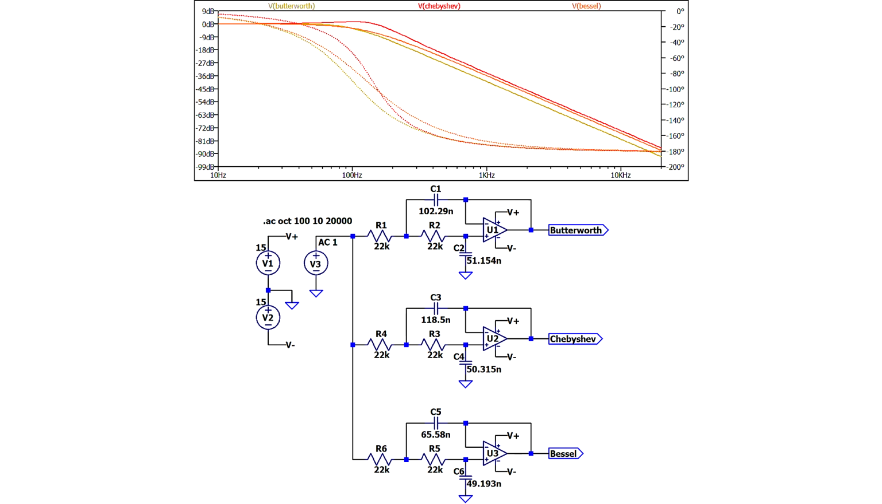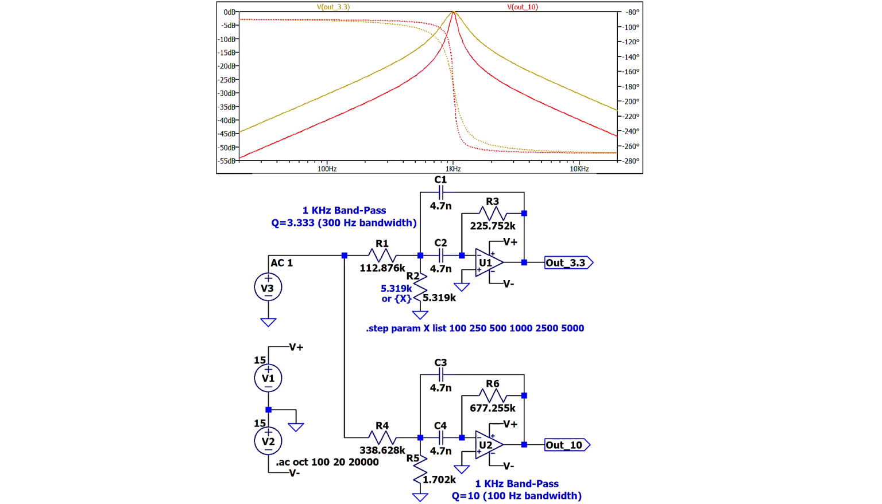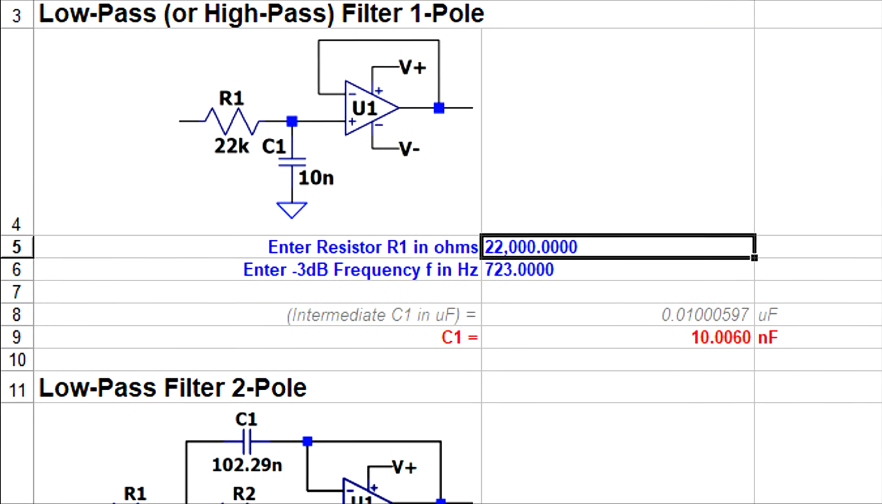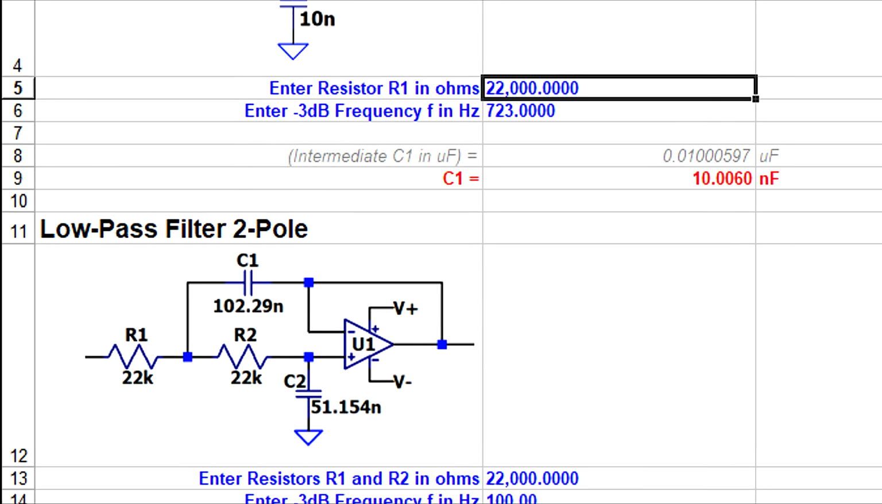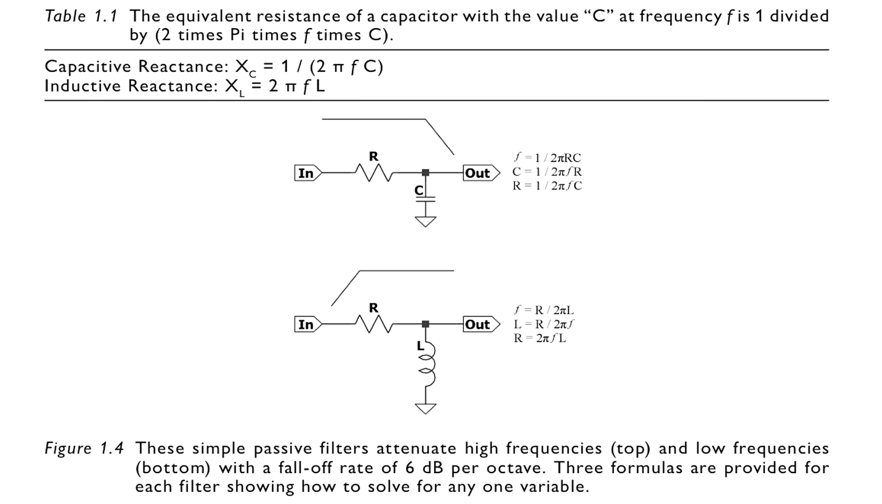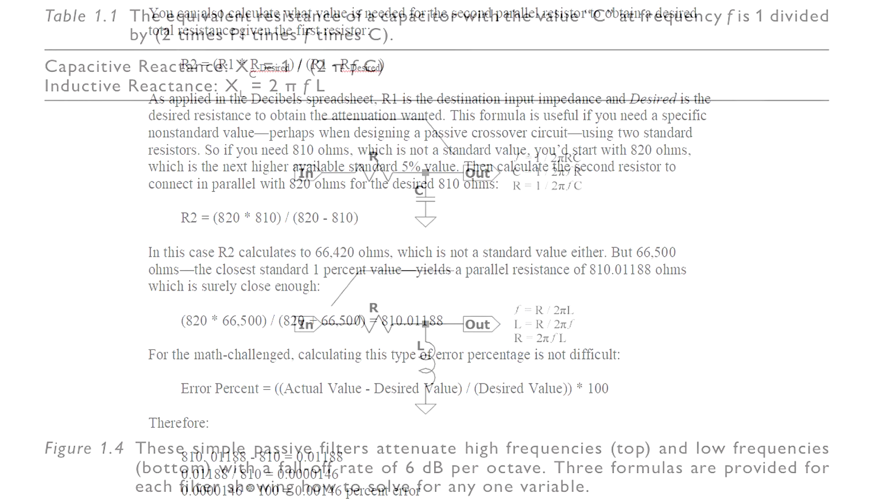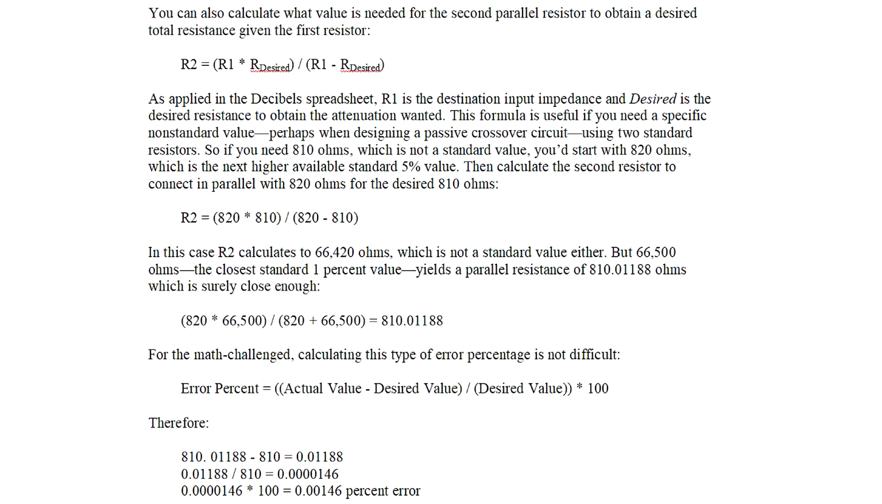Many types of active filters are used in audio, and all require tedious math calculations. To avoid that, this book includes a spreadsheet to calculate component values for you. For the math challenged, all of the formulas for filter types show how to solve for each variable based on any of the others. Additional formulas show how to solve for parallel resistors and to calculate error percentages.